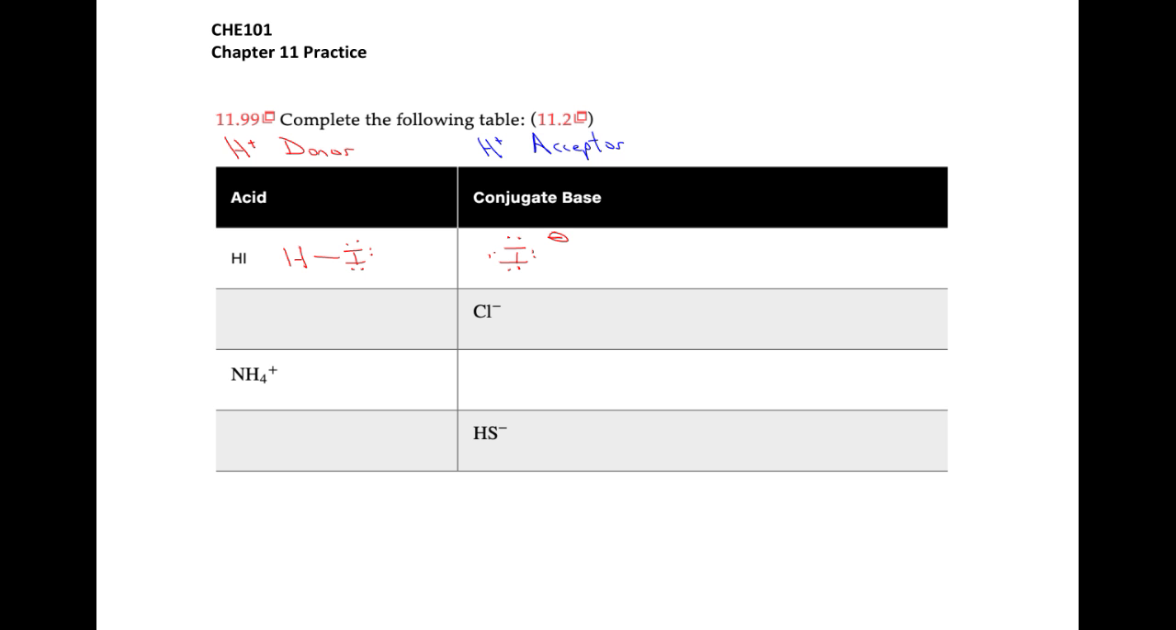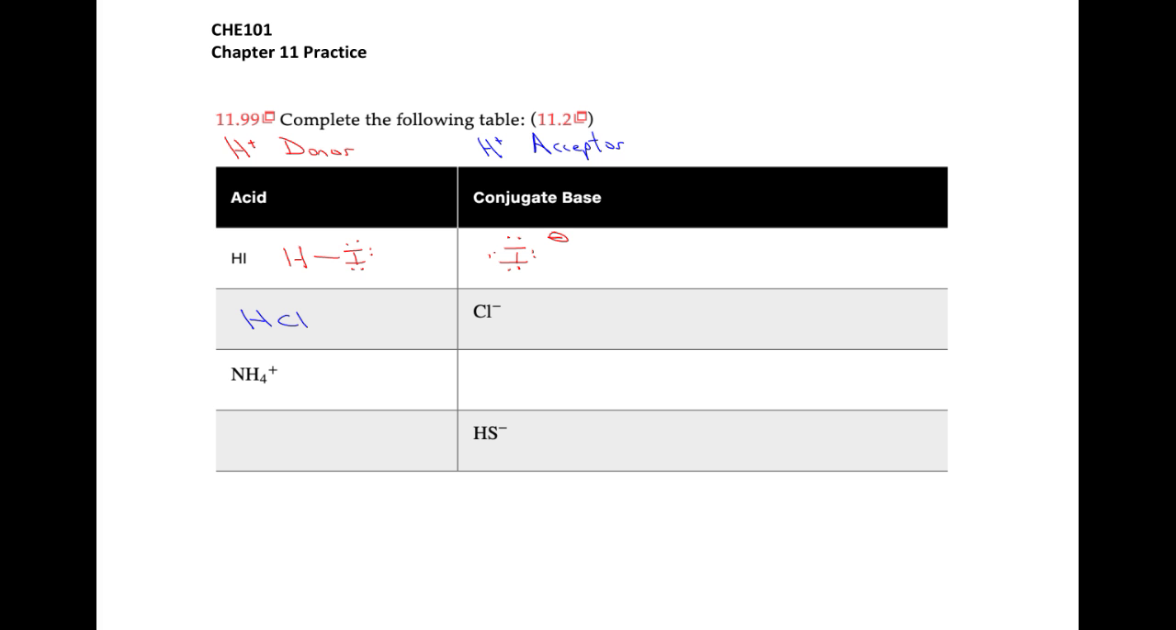If I take a look at chloride, Cl-, if chloride is a conjugate base, then if I add a proton to it, if I add H+ to it, I would get HCl. So HCl is hydrogen chloride when it's a gas, and when it's an aqueous solution, it's hydrochloric acid. So we have HCl.